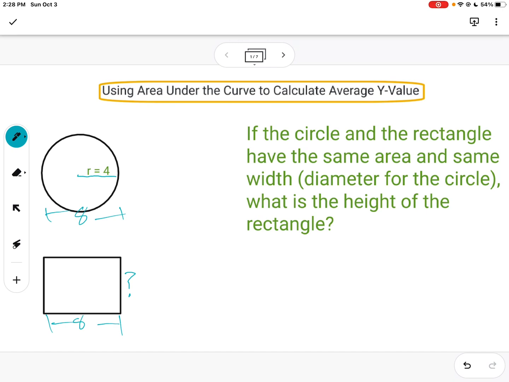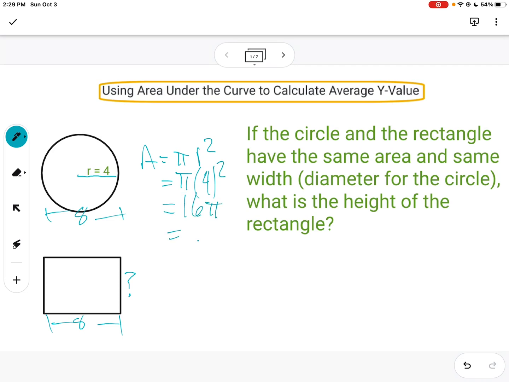Okay, so that's what you're going to be doing today when you're solving problems related to area under the curve, and specifically to average y value. So in this case, what we're doing is we're taking a circle and we're going to get the average height of a rectangle if it holds the same area. So the first thing you would have to do is area equals pi r squared, pi times 4 squared, which is 16 pi.